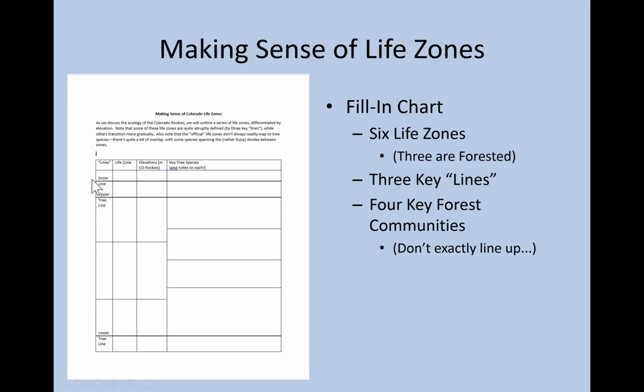To remind yourself of where our 3 key lines are, the snow line, the upper tree line, and the lower tree line, you can look at the elevations that correspond to each, and then do something a little bit more complex, which is to note that there are really 4 major forest communities that we're looking at. And these don't exactly line up with each life zone. If they lined up, it would be just too easy. But hopefully this gives you a chance to keep those a little bit more straight as we work through this.